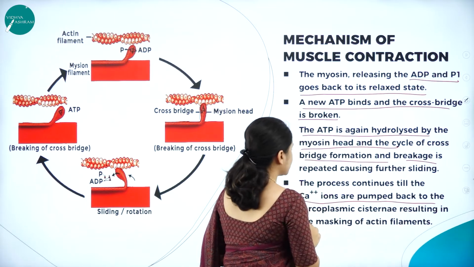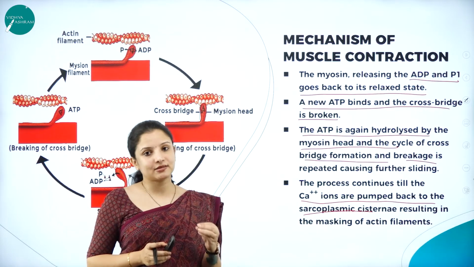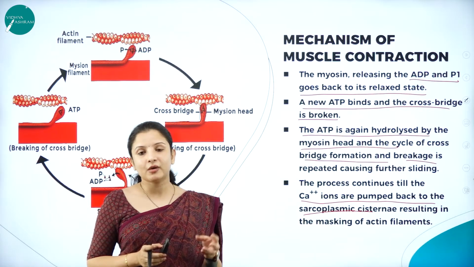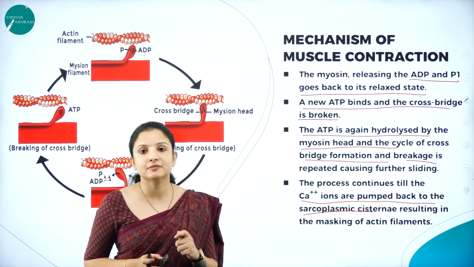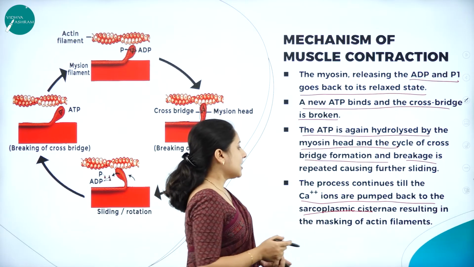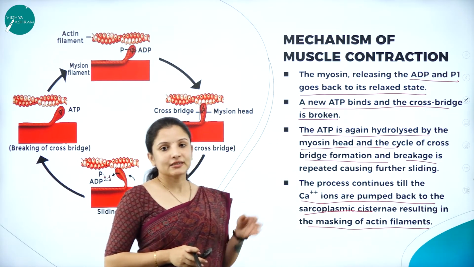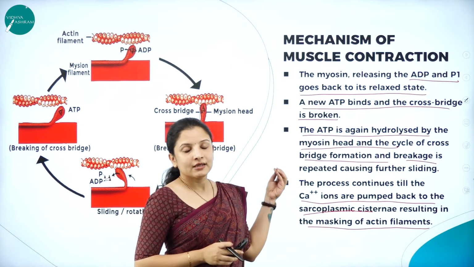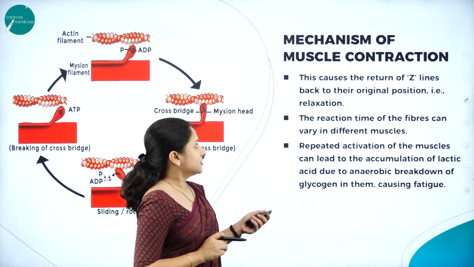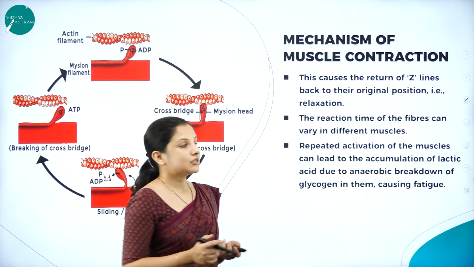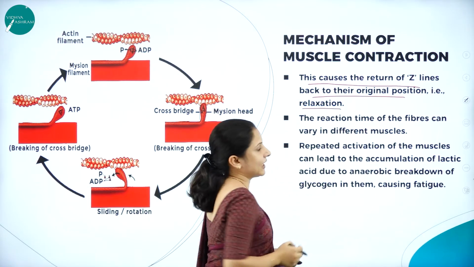are pumped back to the sarcoplasm, because the presence of calcium ions is very, very important, because this calcium ion is the one that actually helps in the sliding of the actin filament, and therefore it results in the unmasking of an active site. So that is why these are very, very important. So therefore this particular mechanism is a continuous process that occurs in the muscles, and this causes the return of the Z lines back to their original position, which is called relaxation.